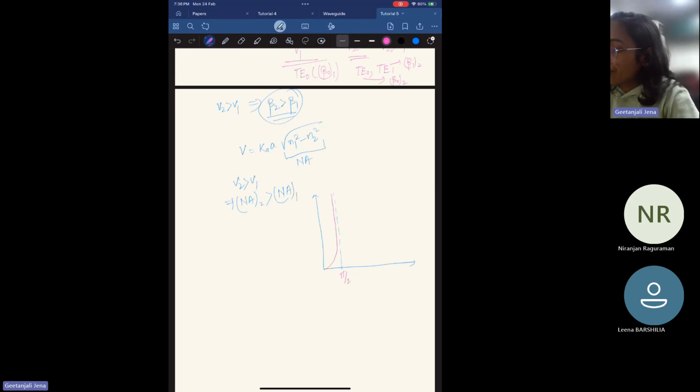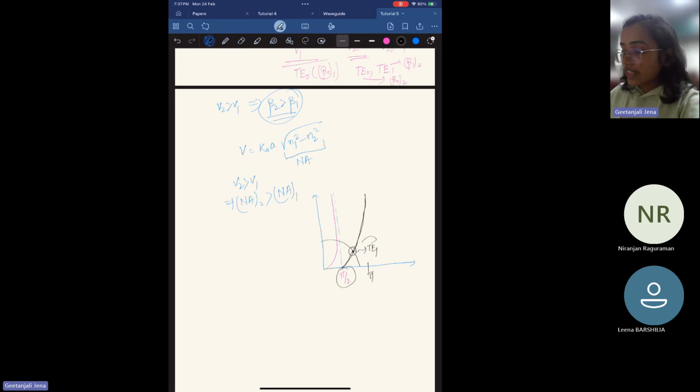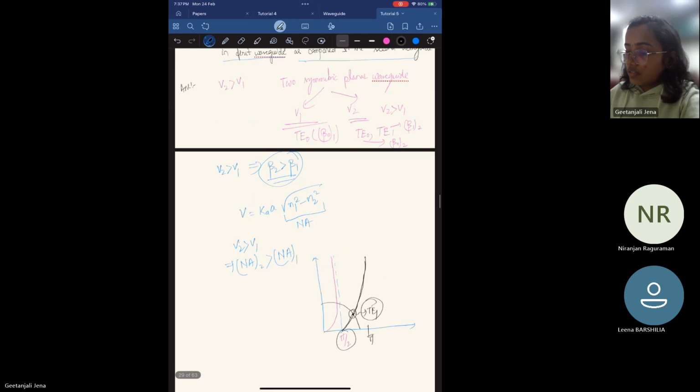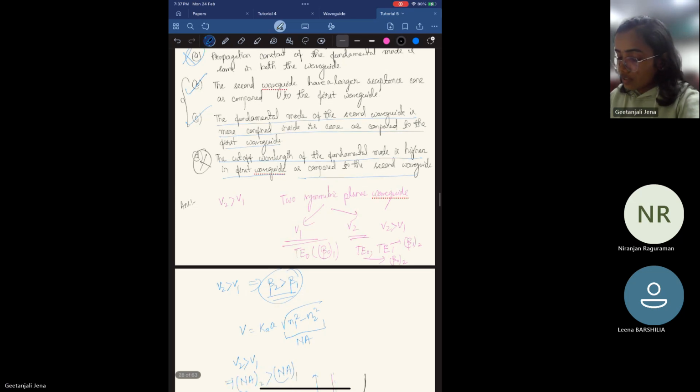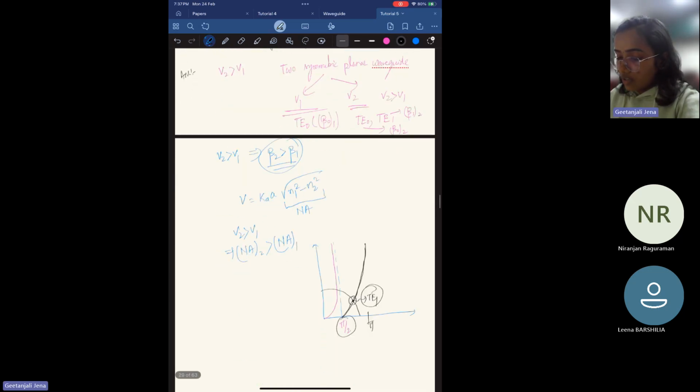Like if you see the TE1 mode, it starts from pi by 2. So that means if V is less than pi by 2, this TE1 mode lies between pi by 2 to pi. So if V is less than pi by 2, then it won't exist. So I think this is clear. So this means option D is not correct. So the right answer is B and C. Okay. So it was all conceptual.